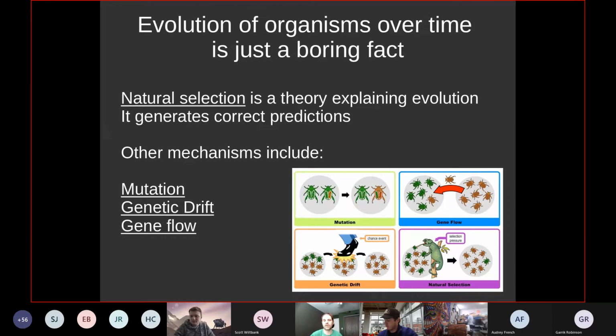And it generates predictions. Okay. Other mechanisms like mutation, genetic drift, gene flow, sexual selection, all of these are also valid ways to evolve, but typically we talk about natural selection as being probably the strongest of these mechanisms.